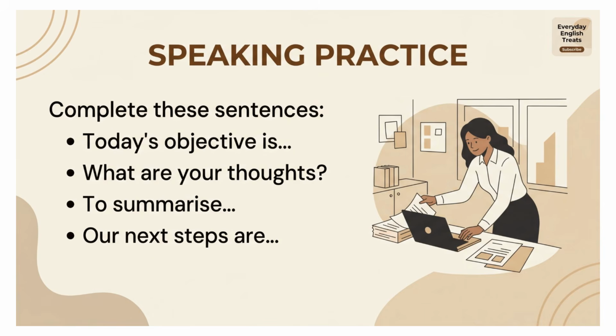Now it's your turn to practice. One of the best ways to improve your workplace English is through active speaking practice. Let's work through these meeting phrases together. The first phrase is, "Today's objective is." Remember that an objective is the main goal of the meeting. For example, today's objective is to review our sales performance for the previous quarter. This phrase helps participants understand the purpose of the meeting immediately.